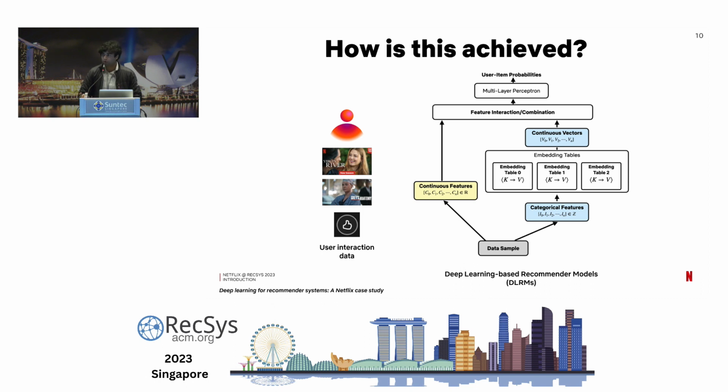The idea behind these model architectures is fairly straightforward. Given an input sample consisting of categorical features and continuous features, the categorical features are mapped into continuous vectors via embedding tables, then combined with the continuous features to produce user-item interaction probabilities.